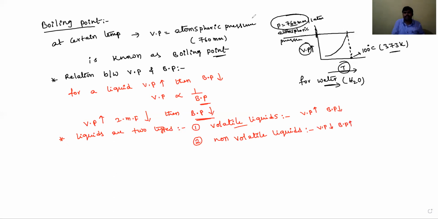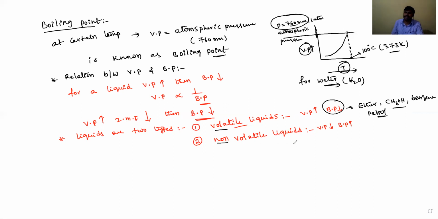For example, ethers and methyl alcohol have more vapor pressure, as well as benzene. For these solvents, the vapor pressure is more, so automatically their boiling points are lower. Those are called volatile liquids. And petrol is also volatile in nature.